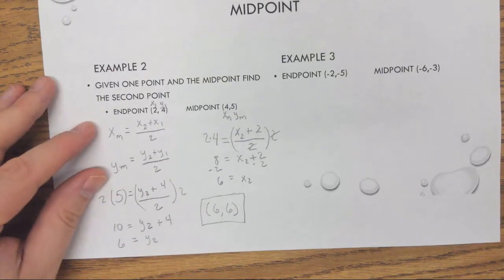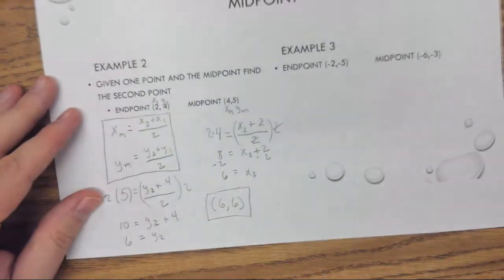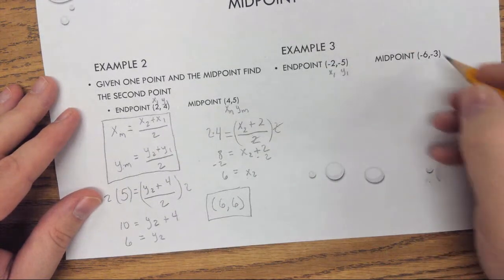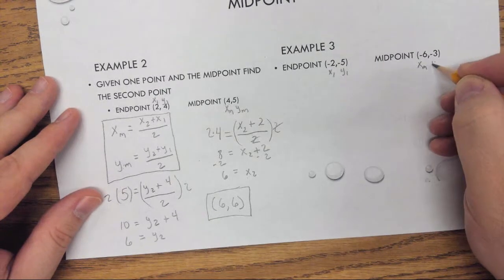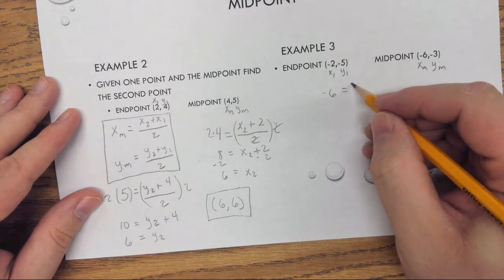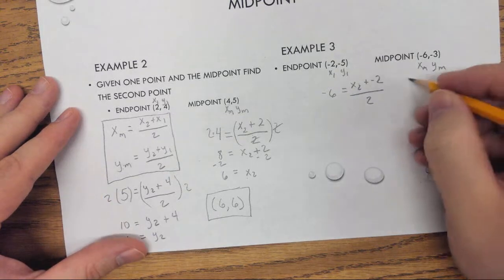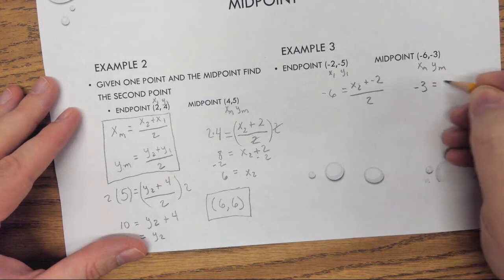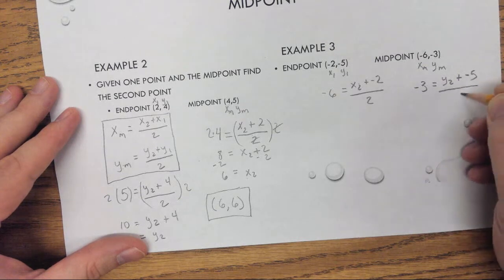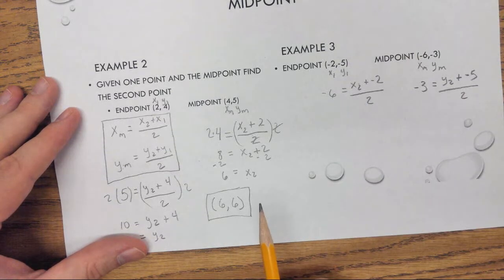I'm doing the same thing. I'm using these same two pieces from the midpoint formula to find my other endpoint. This is going to be x1 and y1. This is going to be the x value of the midpoint and the y value of the midpoint. I do negative 6 equals x2 plus negative 2 over 2. This other one will be negative 3 equals y2 plus negative 5 over 2. Okay, I've got them set up now.